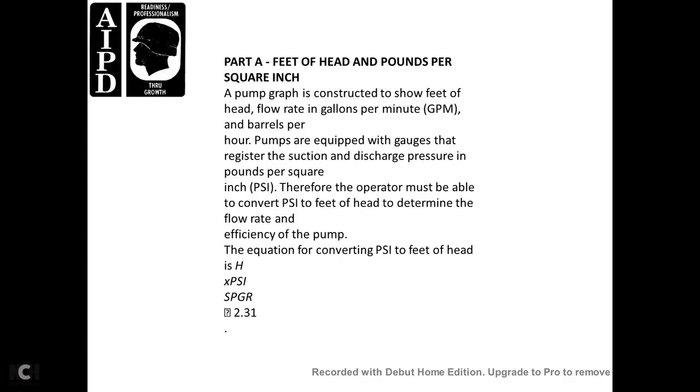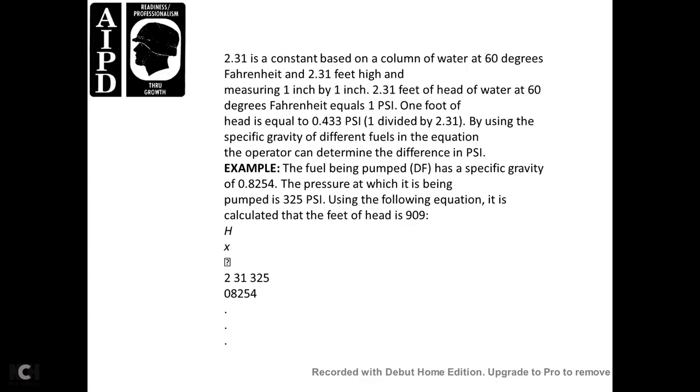The equation for converting pounds per square inch to feet of head is H equals pounds per square inch times 2.31 divided by the specific gravity. 2.31 is a constant based on a column of water at 60 degrees Fahrenheit, 2.31 feet in height, measuring 1 inch by 1 inch. 2.31 feet of head of water at 60 degrees Fahrenheit equals 1 psi. 1 foot of head equals 0.433 psi, which is 1 divided by 2.31.